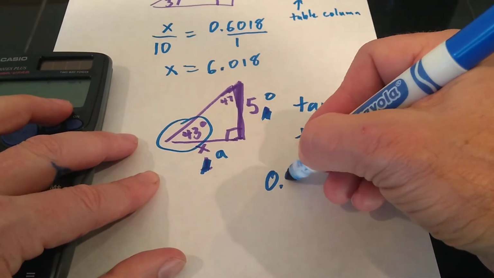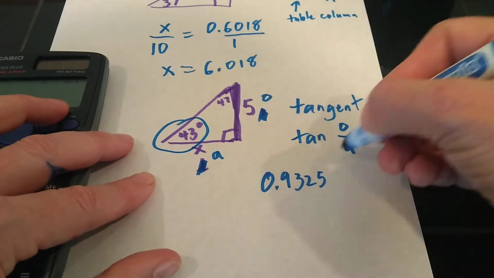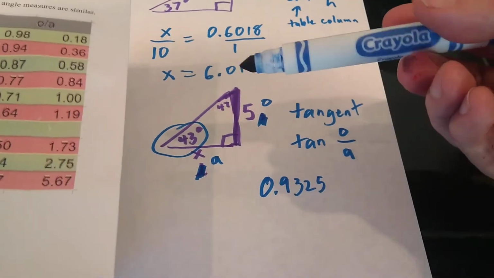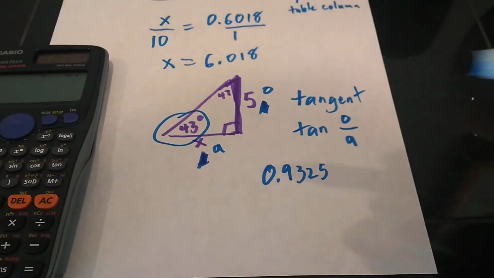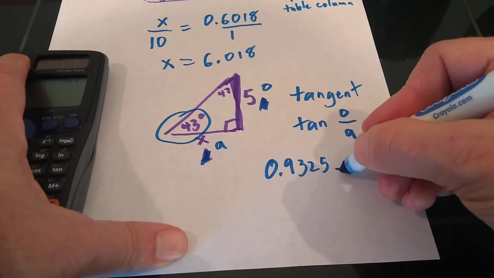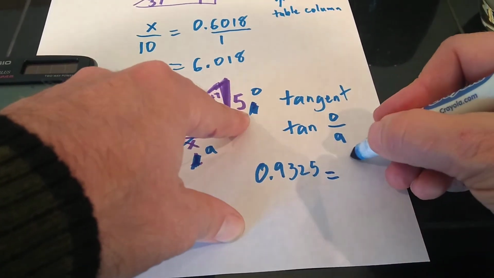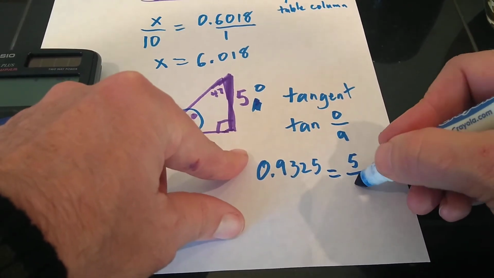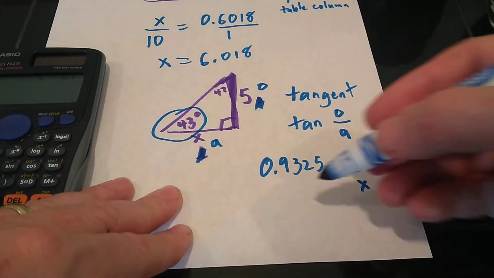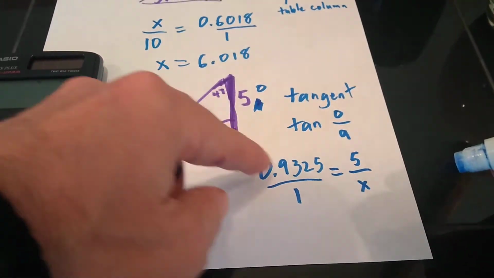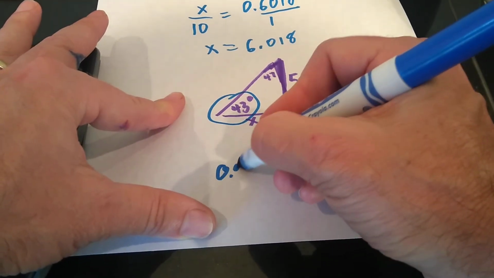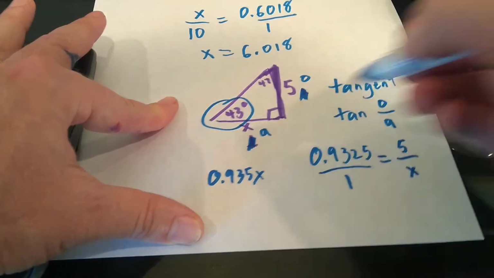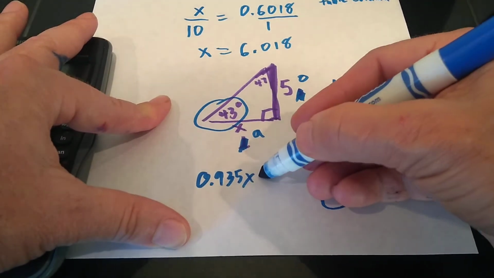So 0.9325 is what that is in my table. And if I actually look at my table for just above 40, that seems like it would be right. It would be right in there. Okay. And I know that's got to equal my opposite, which is 5, over my adjacent, which is x. Now, in this case, when I cross multiply, I end up with 0.9325 times x. And then when the 5 and the 1 gets multiplied, I get 5.